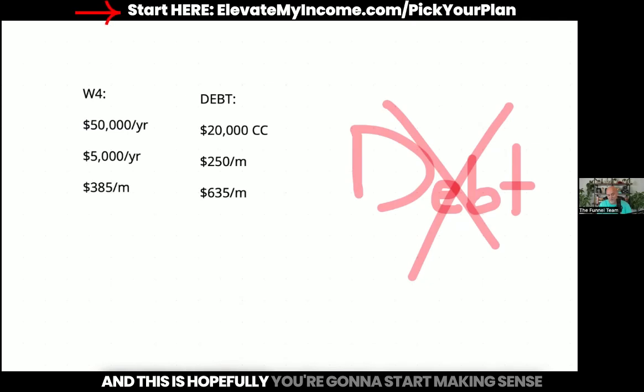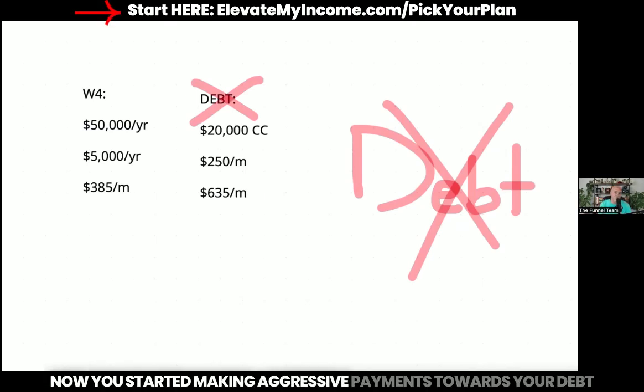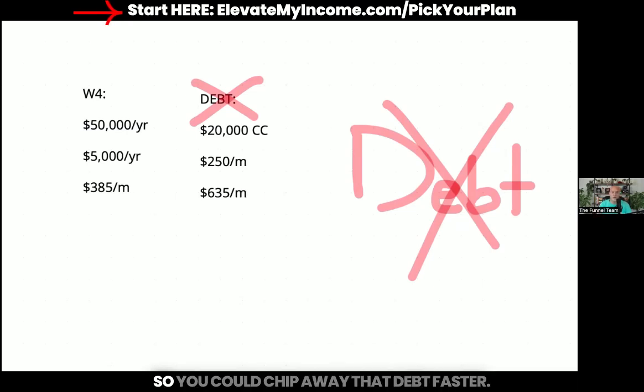And this is hopefully going to start making sense real quick here, because once you start going through, as an example, let's say you eliminate this debt. It takes you a year, or if it takes you 2 years, boom, now you've started making aggressive payments towards your debt so you can chip away at that debt faster. This is not an overnight process, but this is a process that can work and does work extremely well.